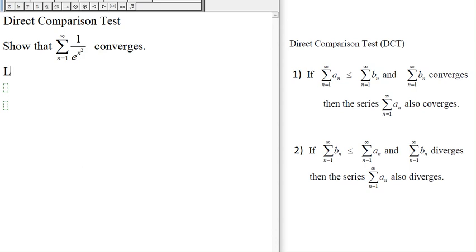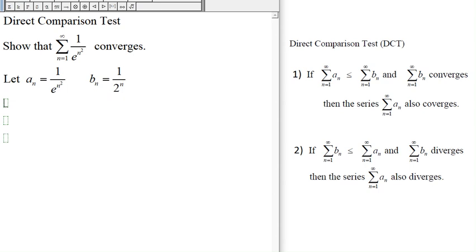And so what we do is let a sub n be the given sequence here, and then come up with something similar or something that we know something about. So for this particular one, let's go ahead and use 1 over 2 to the n.